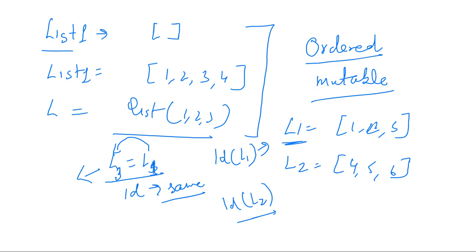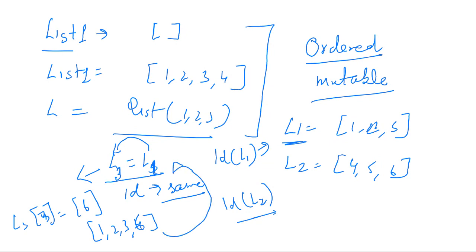Now suppose I have added an element in list 3, L3 append 6. So my list 3 now becomes 1, 2, 3, 6, and list 1 will also become this. So changes are there. It means my list is mutable. Getting everyone? Is this clear to all?